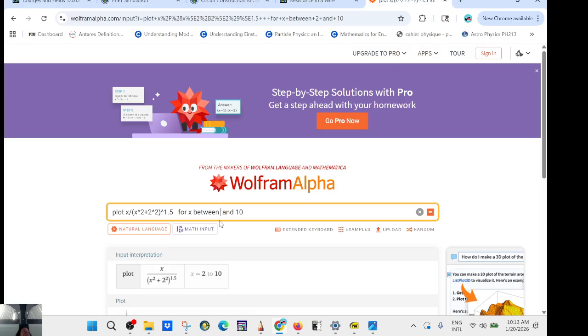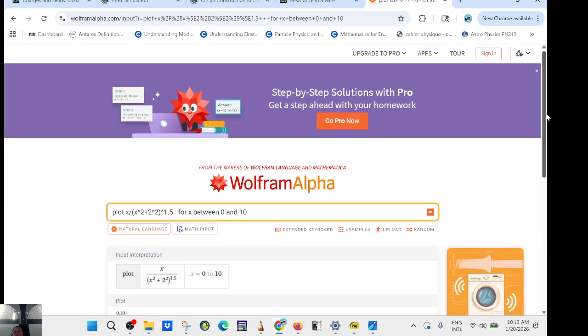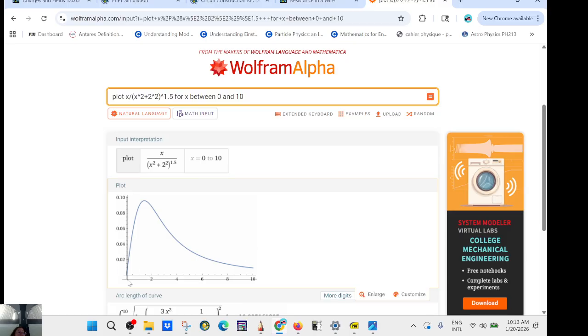For x between zero, right? We should start at zero. Ah, you see, it's more interesting. We did that last time. So the electric field is going to increase as you move along the x-axis. It's going to reach a maximum.